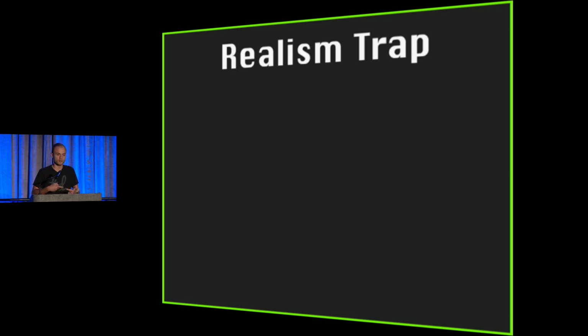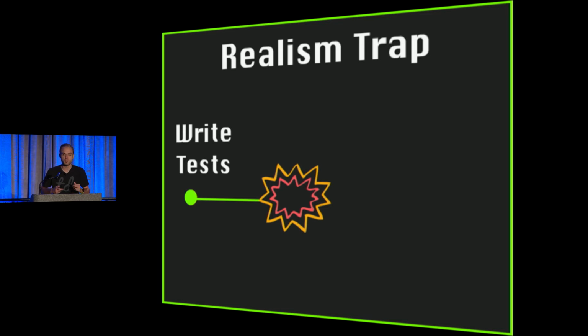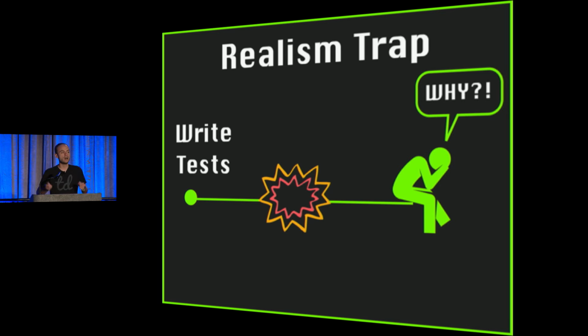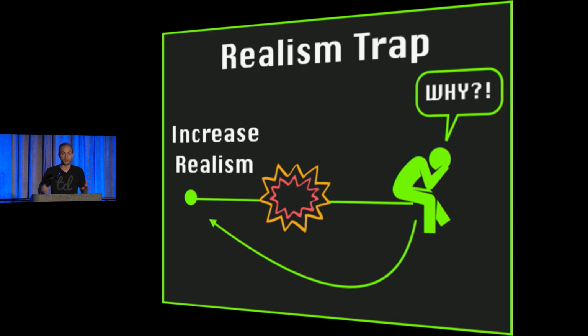And this creates a sort of trap on teams like this, where they'll write a test, something will blow up in production, and then their team lead or whoever will come back, and they'll all have a come to Jesus meeting and say, why did this happen? And they'll say, never again. Then they'll go back to the drawing board and increase the realism in all their tests.